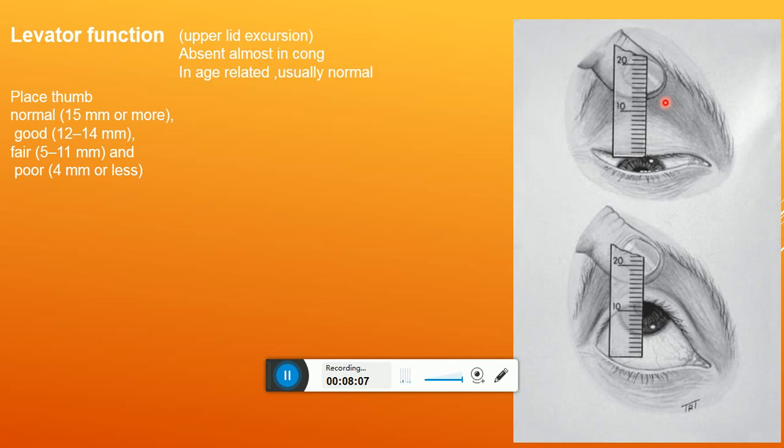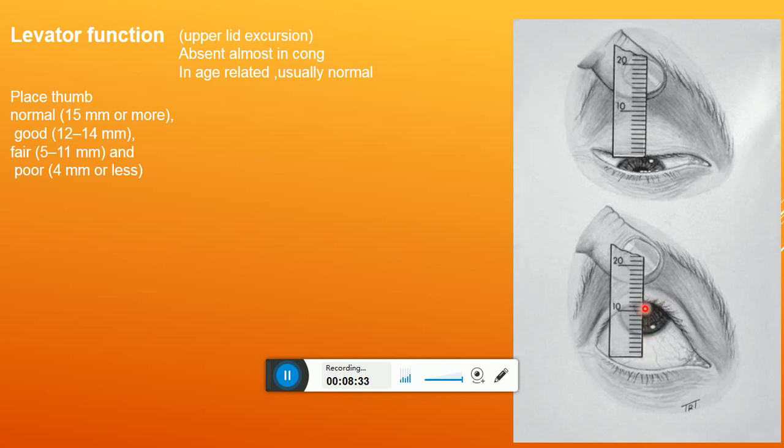The thumb is placed to negate the action of the frontalis muscle, with the eyes in down gaze. Now the patient is asked to look up as far as possible, and the amount of excursion is measured with a ruler.